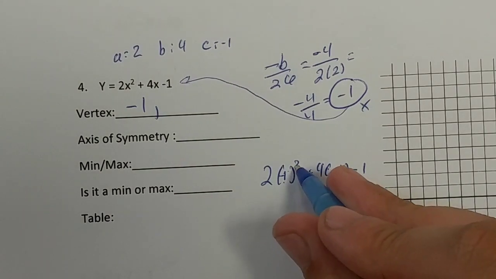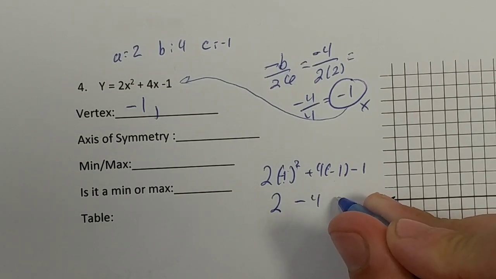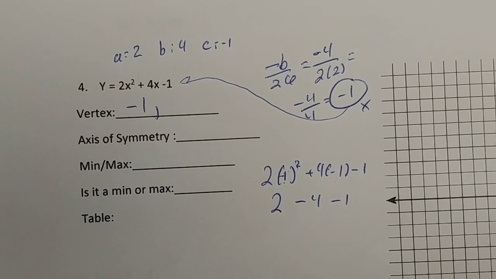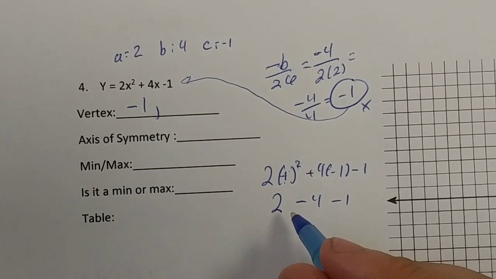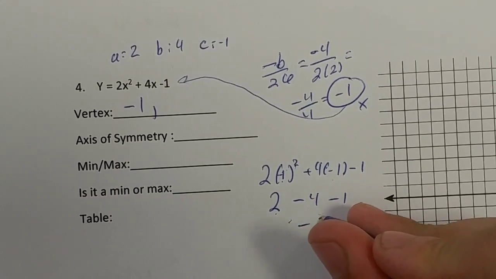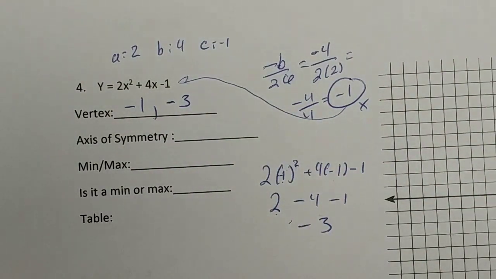Negative 1 squared is positive 1. 1 times 2 is 2. Negative 1 times 4 is negative 4. Minus 1. So, 2 minus 4 is negative 2. Negative 2 minus 1 is negative 3. So your vertex is negative 1, negative 3.